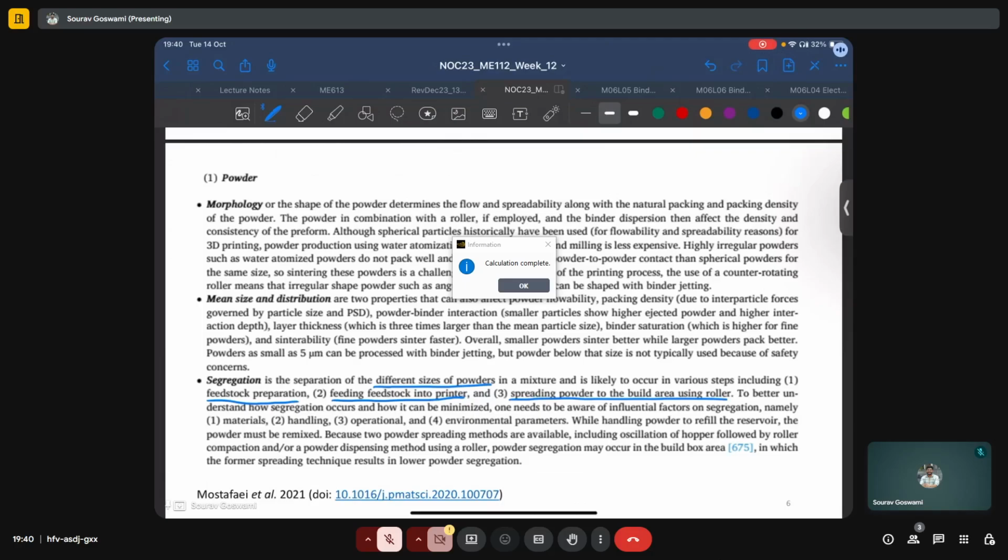Some of the influential factors for segregation are the material, the handling, operation, and the environmental parameters. While handling powders, the powder must be remixed thoroughly. The hopper may be oscillated, followed by the roller compaction or a powder dispensing method using a roller.